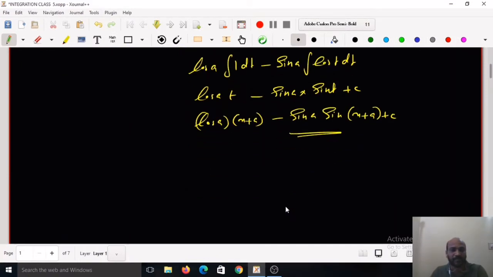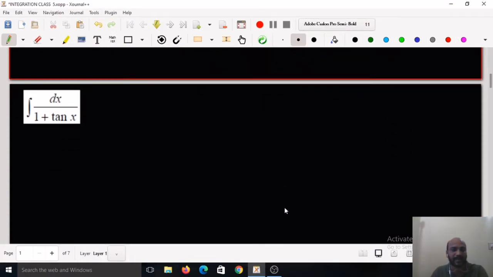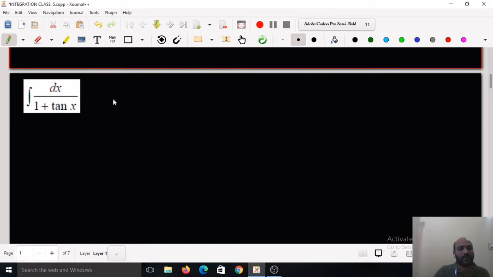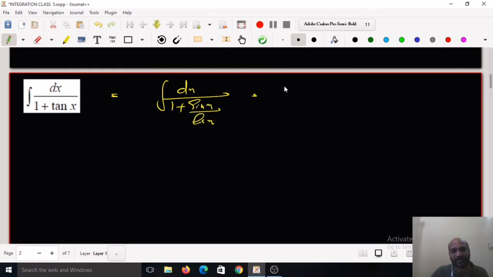Now the next question, that is integration of dx by 1 plus tan x. Tan x you can write as sin x by cos x, so dx by 1 plus sin x by cos x. If we simplify this term, what will we get? We get cos x by cos x plus sin x dx.